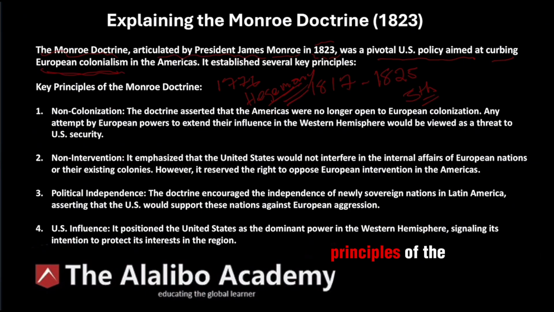Right? So the key principles of the Monroe Doctrine are very clear. There are 4 main key principles, and let's take a look at those now. Non-colonization is the first one, so let's highlight that here. Non-colonization. The doctrine asserted that the Americas were no longer open to European colonization.